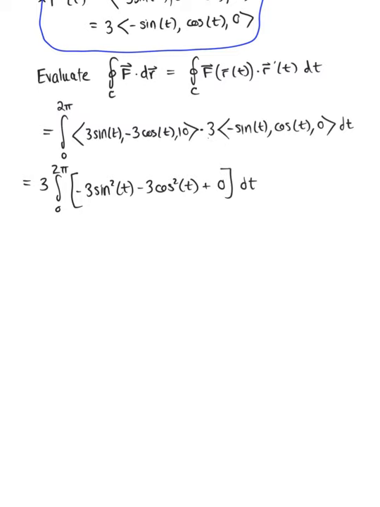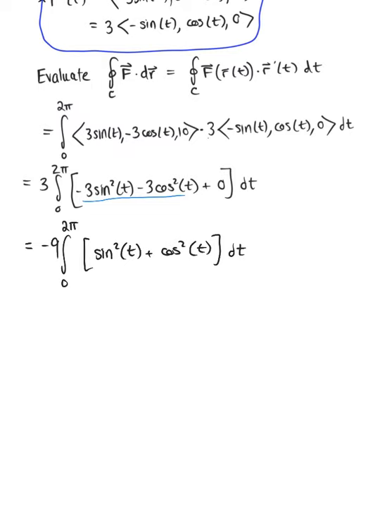Notice between these first two terms that we have a greatest common factor of negative 3. So let's pull that out, which leaves us with negative 9 times the integral from 0 to 2 pi of sine squared of t plus cosine squared of t dt, which we're so excited we know is the Pythagorean theorem. So this just goes to 1, leaving us with negative 9 times the integral from 0 to 2 pi dt. So this simply integrates to negative 9t from 0 to 2 pi, which leaves us with a beautiful final answer of negative 18 pi.